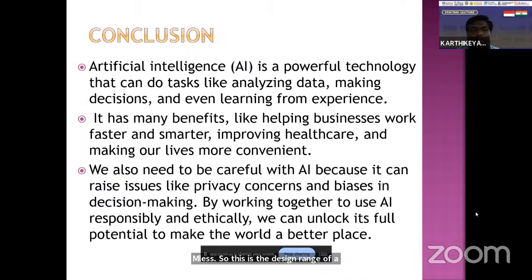And the last one, the conclusion part. Artificial intelligence is a powerful technology that can do different tasks, analyze data, make decisions, and even learn from experience. So it has many benefits, like helping businesses work faster and smarter, improving healthcare, and making our lives more convenient. And also we need to be careful with AI because it can raise issues like privacy concerns and biases in decision making. By working together to use AI responsibly and ethically, we can unlock its full potential to make the world a better place. Thank you.